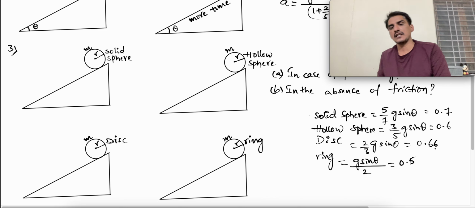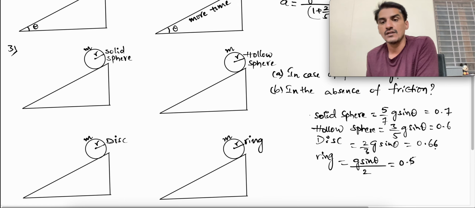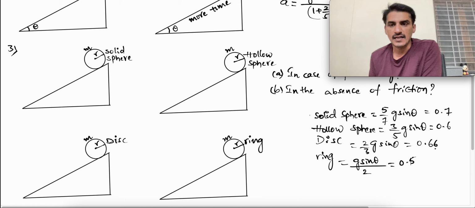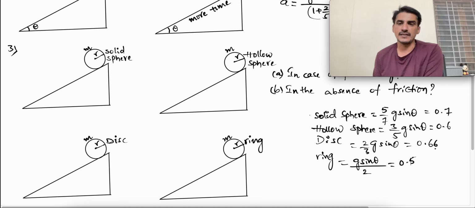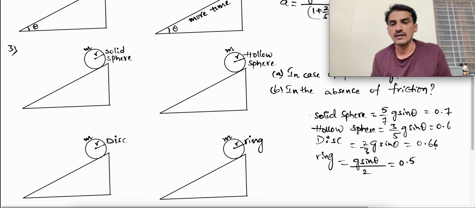Now among all these, which one has more acceleration? You can easily say that it is the solid sphere, so the solid sphere reaches the ground first. Solid sphere rolls fast because its acceleration is greater, so time taken will be lesser. Now for which one is the acceleration very less? It is for the ring, then the hollow sphere, then the disc, then the solid sphere. Which one takes more time to come down? That is the ring. That is in case of pure rolling.